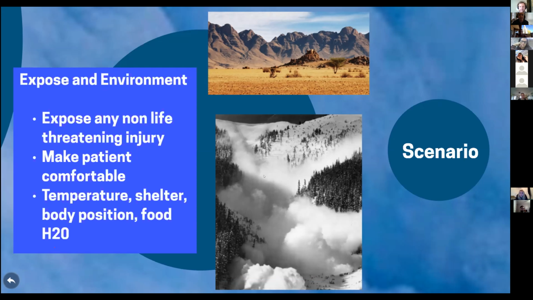Here's a little avalanche here. Probably not going to want to remain in the avalanche chute.